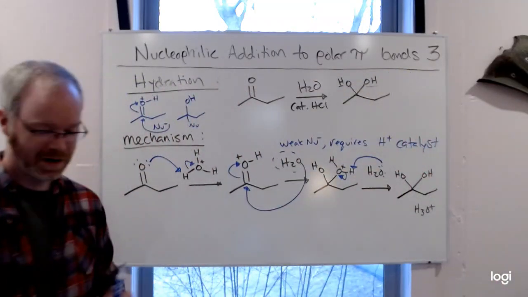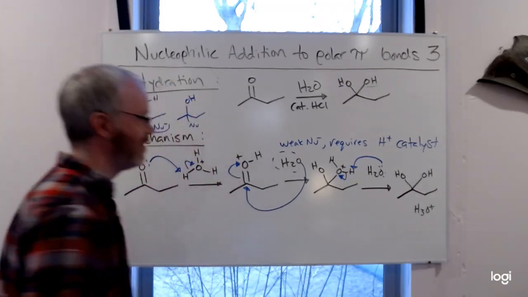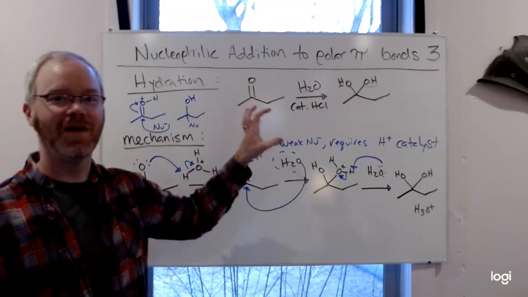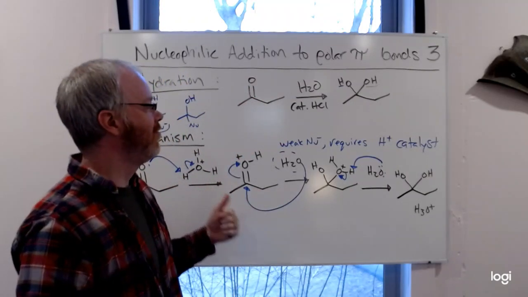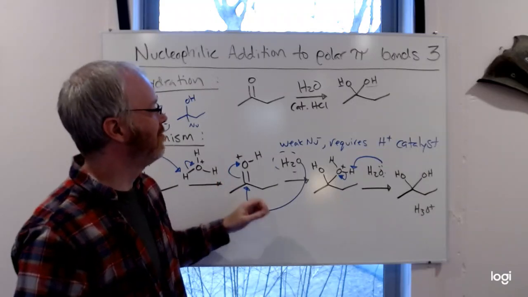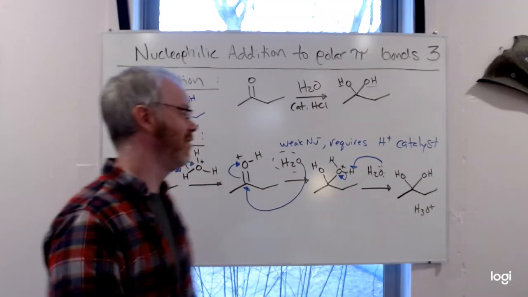And our reaction balances out pretty well. If we called our acid catalytic, then it shouldn't be used up in the reaction, unlike in the Grignard reaction. In this case, we get it back. So H3O plus is left over in the end.